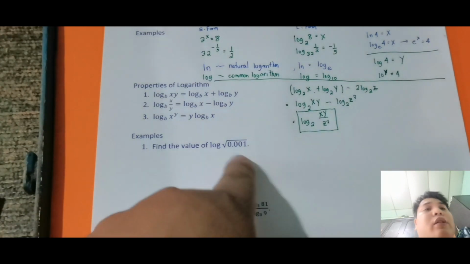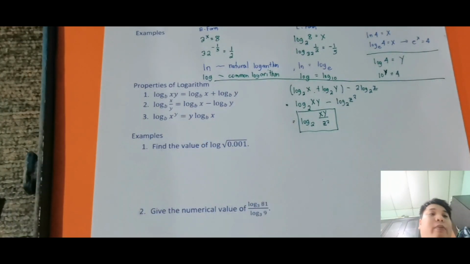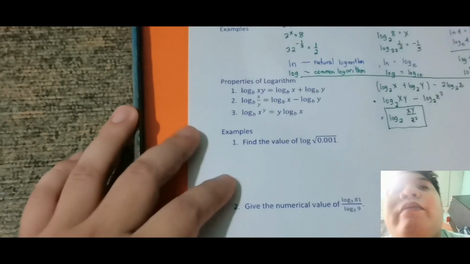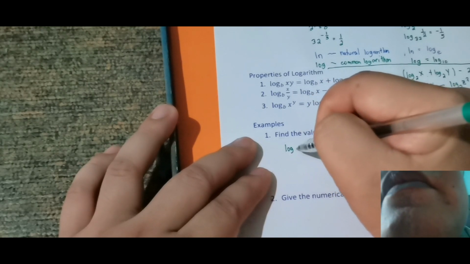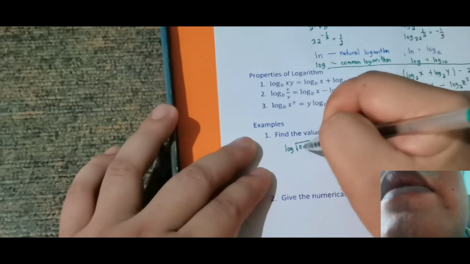So actually since walang base, alam na yan, that is common logarithm. So alam natin na siya ay base 10. So find the value of logarithm square root of 0.001 to the base 10. Okay, or common logarithm. So, pwede natin siyang banggitin as ganun. So, we have logarithm is square root ng 0.001.